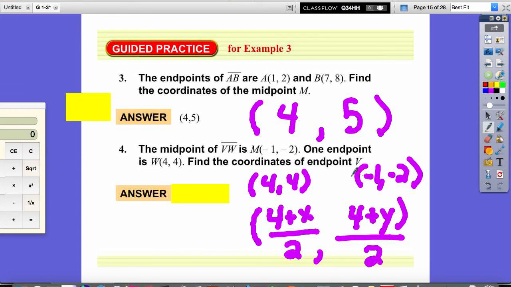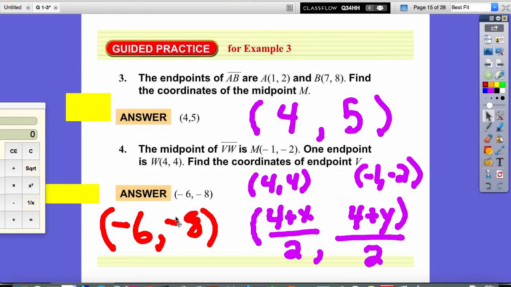So working that backwards, times 2 is negative 2. So 4 plus what number gives me negative 2? 4 plus negative 6 gives me negative 2. And then for the other thing, I'm going to take 4 plus some number divided by 2 and get negative 2. So negative 2 times 2 is negative 4. 4 plus negative 8 is negative 4. So that was my answer. Negative 6, negative 8.